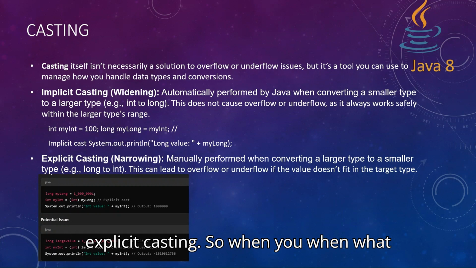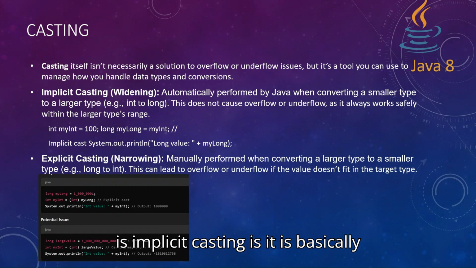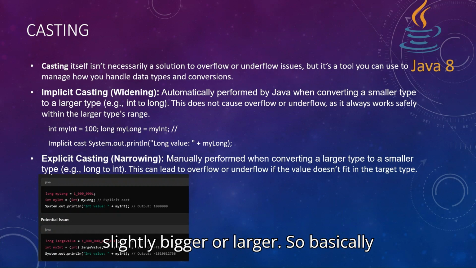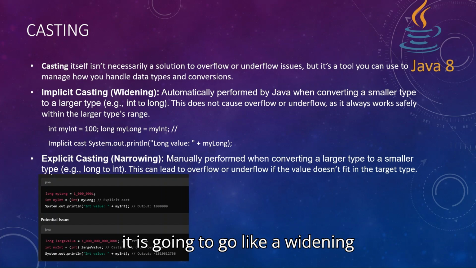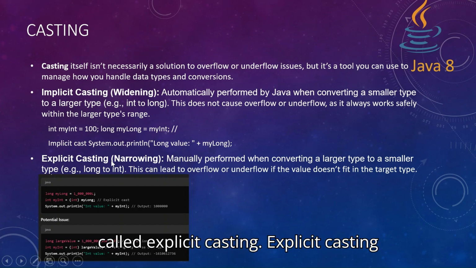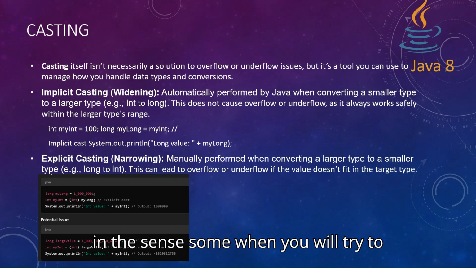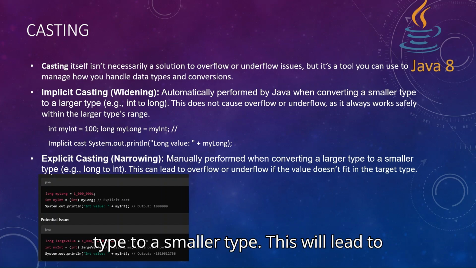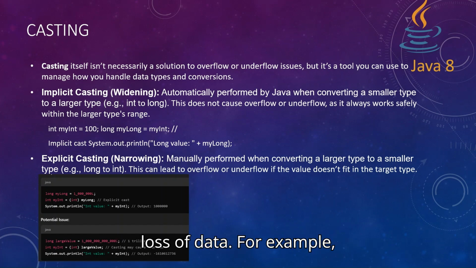Implicit casting is basically trying to make something from small to slightly bigger or larger. So basically it is going to be a widening. And you have one more type of casting called explicit casting. Explicit casting is when you manually try to convert a larger data type to a smaller type, and this will lead to loss of data.